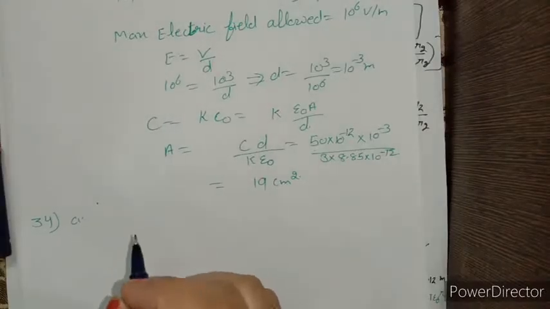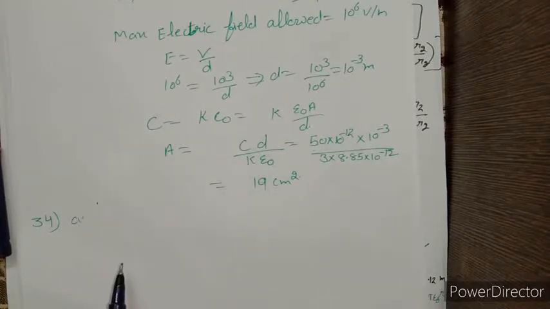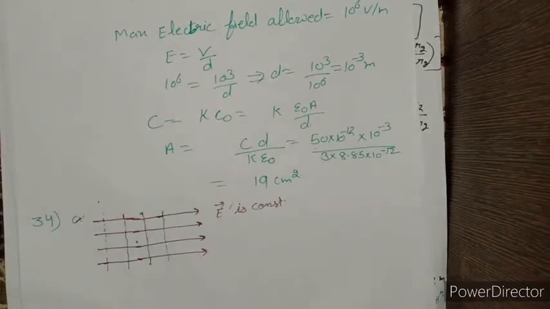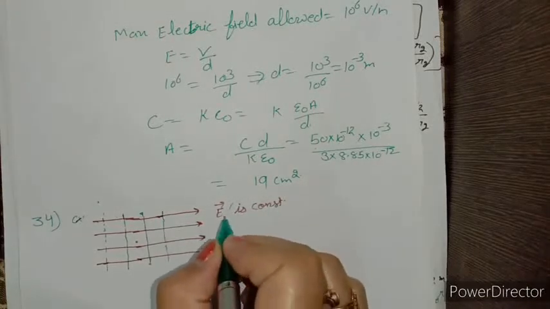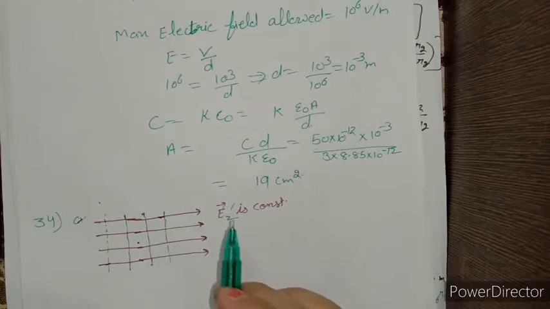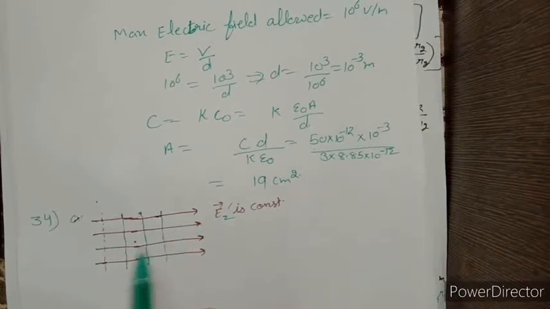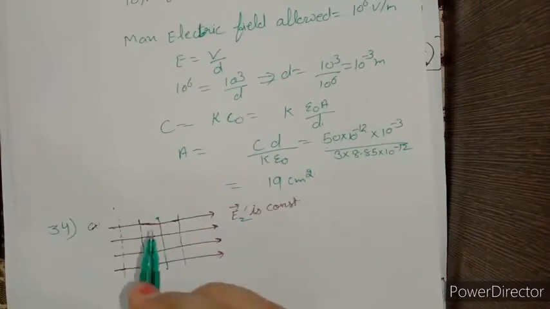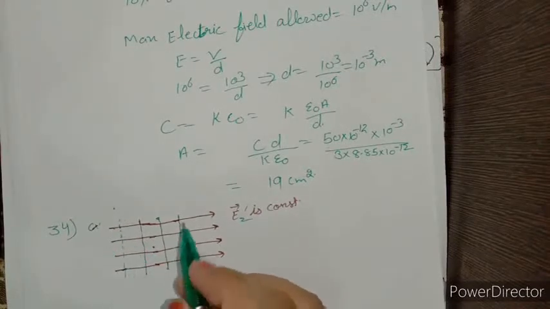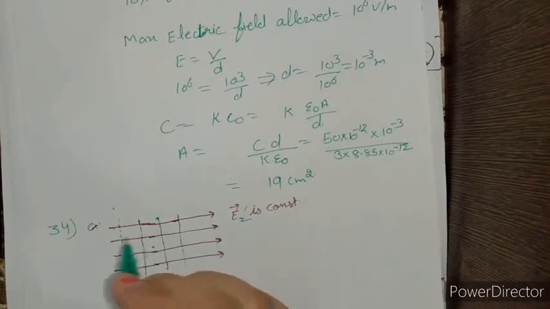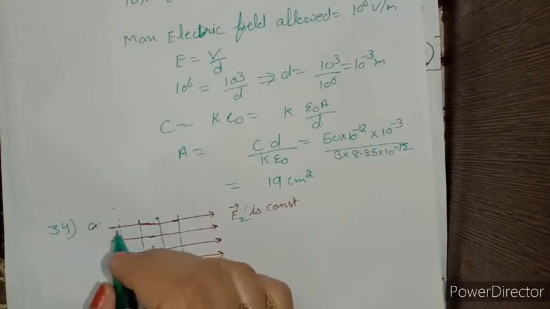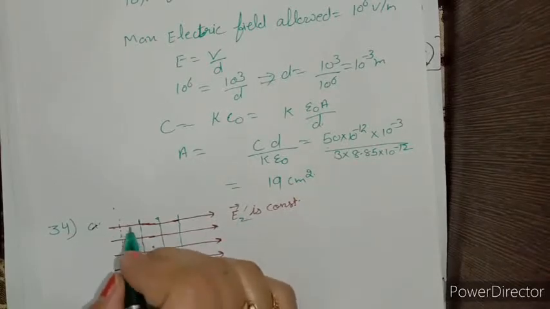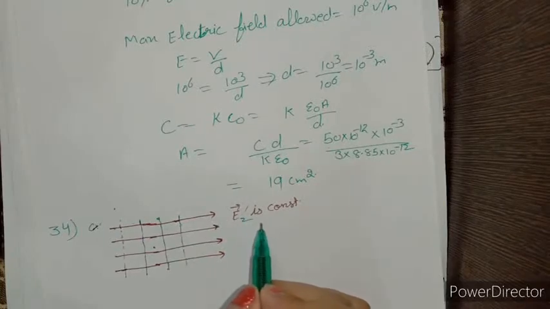Now question number 34, part A. Describe the equipotential surface corresponding to a constant electric field in z direction. So for a constant electric field, suppose this is Ez. Along the z direction we have the electric field which is constant. So electric field lines are represented as parallel lines, and we know that the equipotential surfaces are perpendicular to the electric field lines. So now we draw the equipotential surface in xy plane, because E is along the z axis.